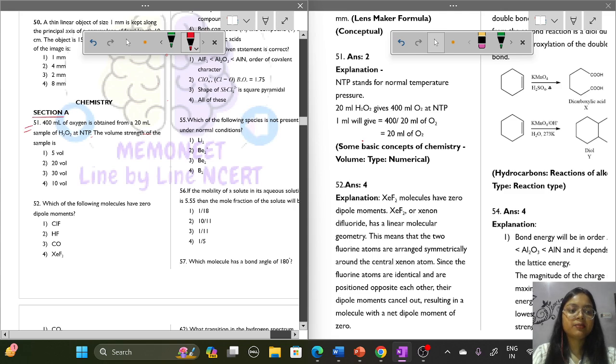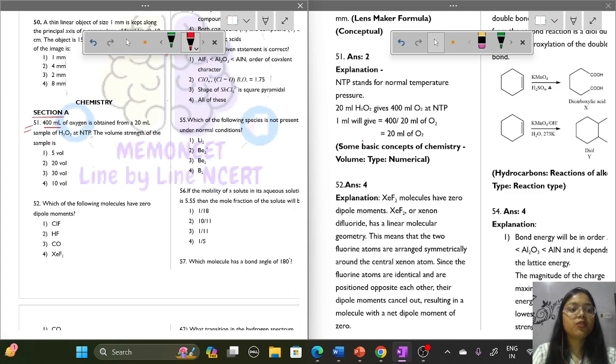In question number 51, it is said that 400 ml oxygen is obtained from a 20 ml sample of H2O2. H2O2 is hydrogen peroxide. This is at NTP. And what is NTP? NTP is normal temperature and pressure. The volume strength of the sample is asked. So let us understand the solution.